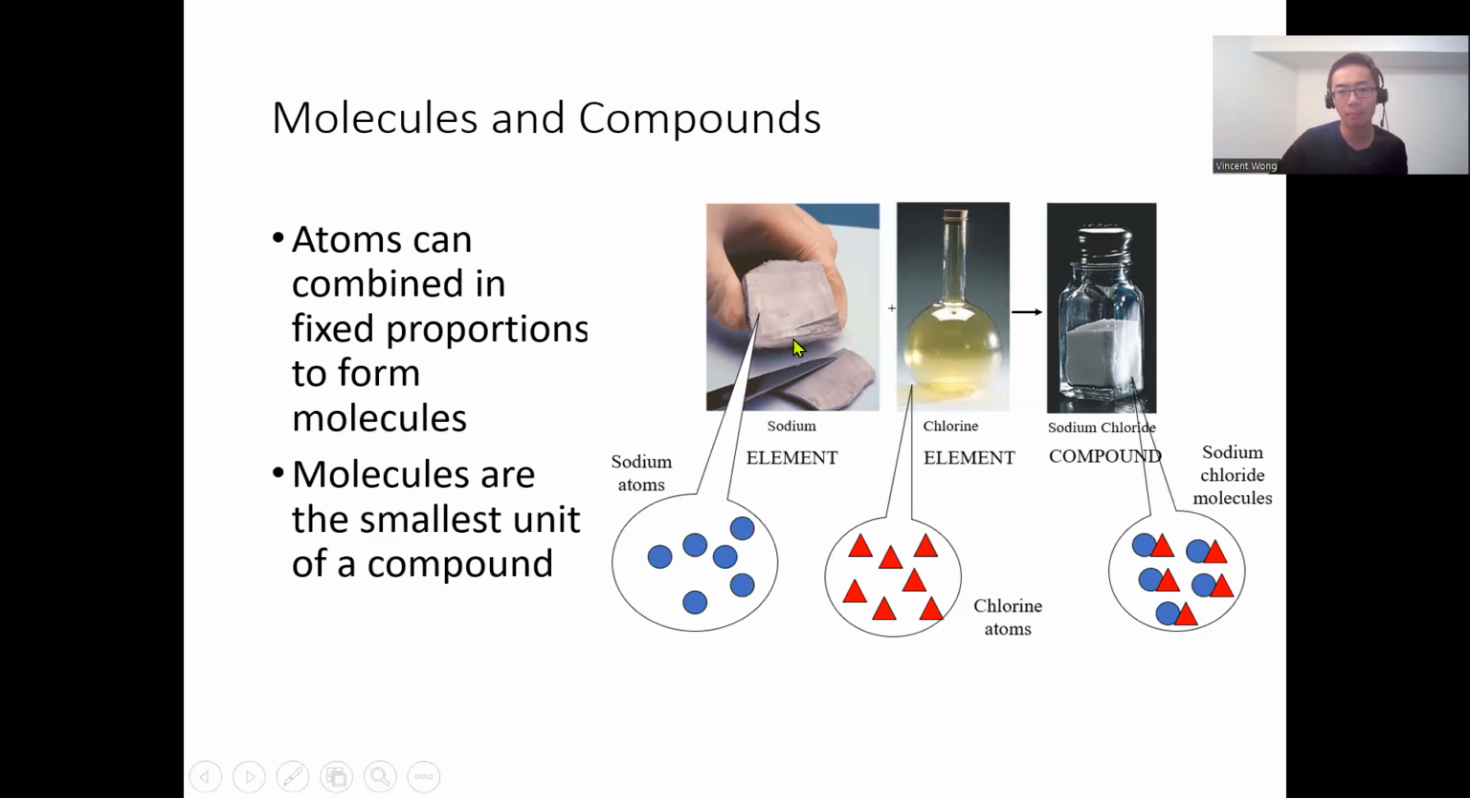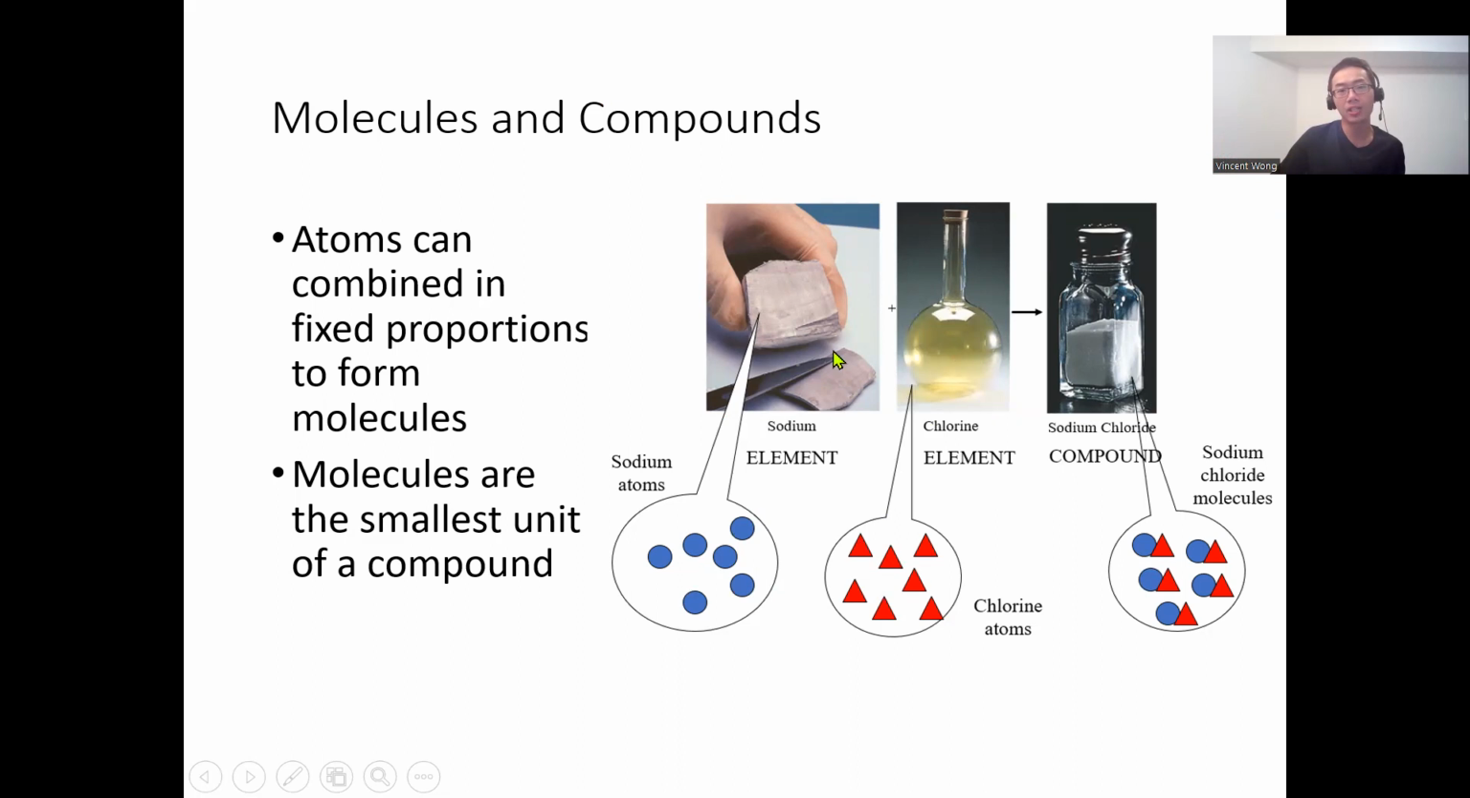And what makes up sodium? Well, we have these sodium atoms here represented by the blue balls. And then we have chlorine here. Chlorine is a gas and it's poisonous. Chlorine gas was used in the Second World War as a chemical weapon to kill people, basically. If you breathe in chlorine, it is going to destroy your mucous membranes, your lungs, and it's a horrible way to die. And what is chlorine made up of? Chlorine atoms, so little triangles here.